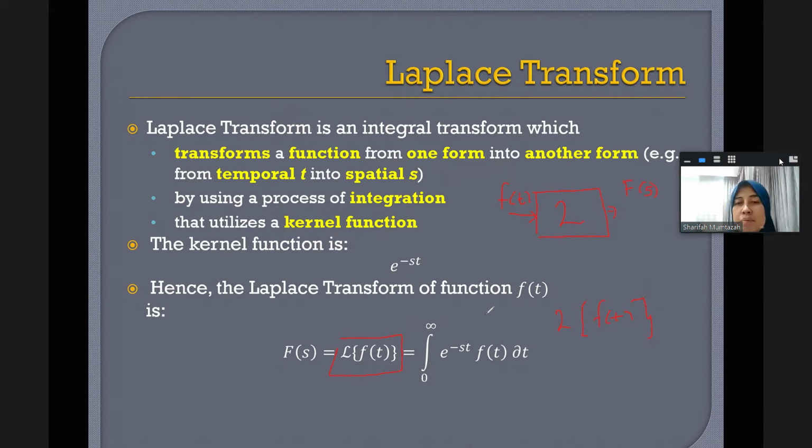And by doing this, you will use a kernel which is exponential. This is the kernel, exponential to the power of minus st. Multiply with the function, integrate from 0 to infinity. All right.